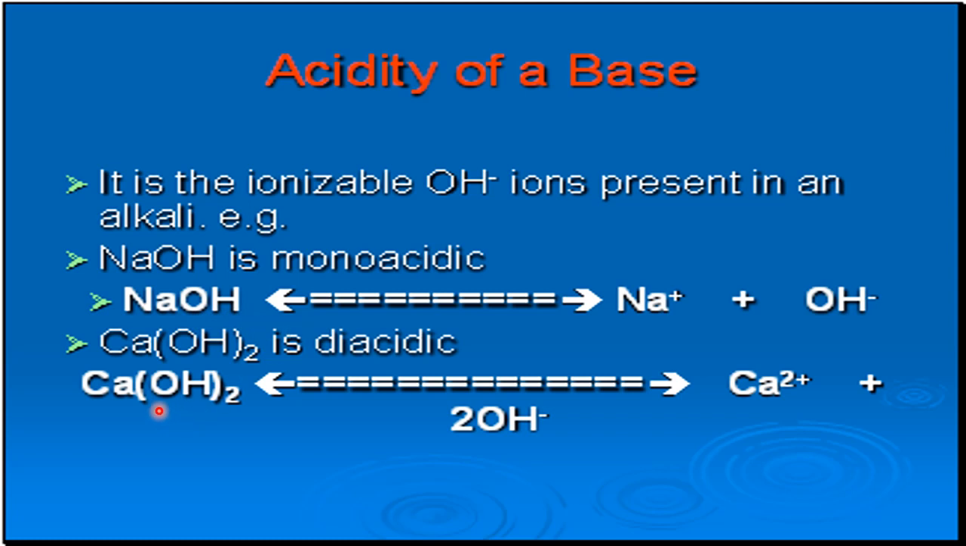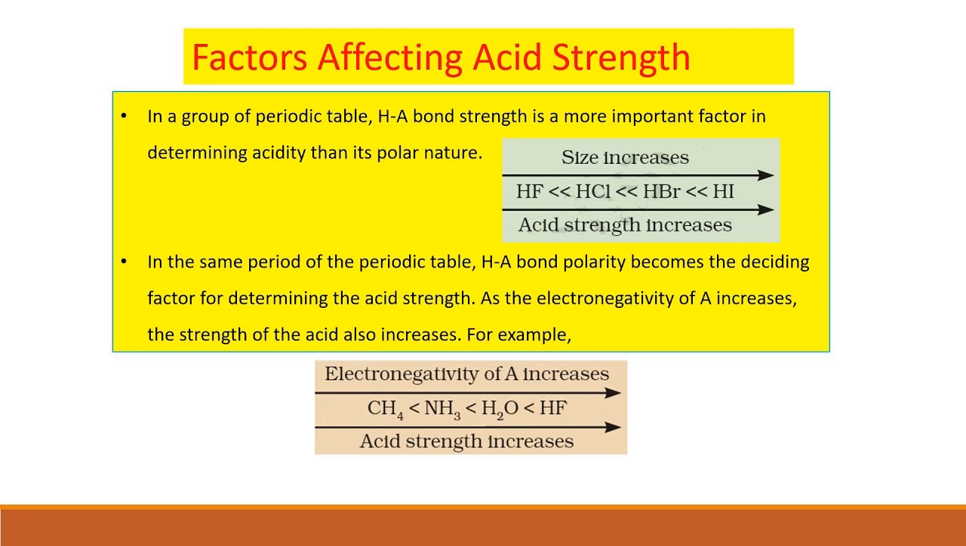Acidity of calcium hydroxide is 2. So all these are used in making the antacid to control the acidity. Okay, that's why we are using the word acidity. For acid, basicity; for the base, acidity, depending on the number of H plus giving, number of OH minus giving. Okay, right.